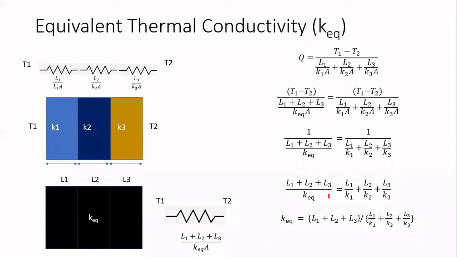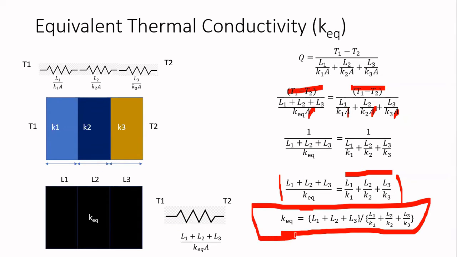Here we are going to simplify the relation a bit. Here the area terms get cancelled out. Area is gone, area is gone, area is gone. T1 minus T2 can be cancelled off. What we get is 1 divided by L1 plus L2 plus L3 divided by K equivalent is equal to this much. Take the reciprocal on both sides, or simply, if the numerators are equal, the denominators must be equal. So the first denominator is equal to the second denominator. We write that L1 plus L2 plus L3 by K equivalent is equal to L1 by K1 plus L2 by K2 plus L3 by K3. You can rearrange the equation and find the value of K equivalent in this particular case.